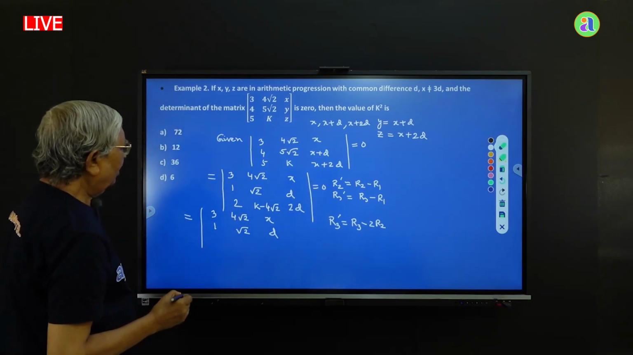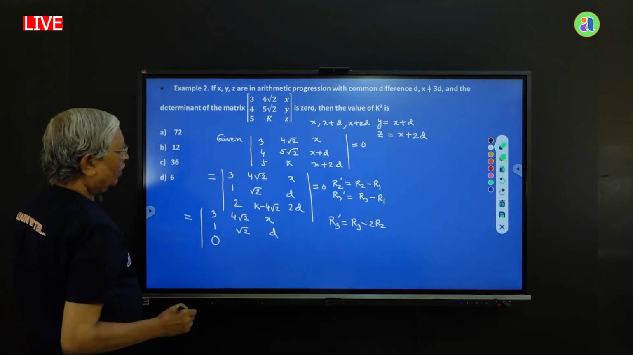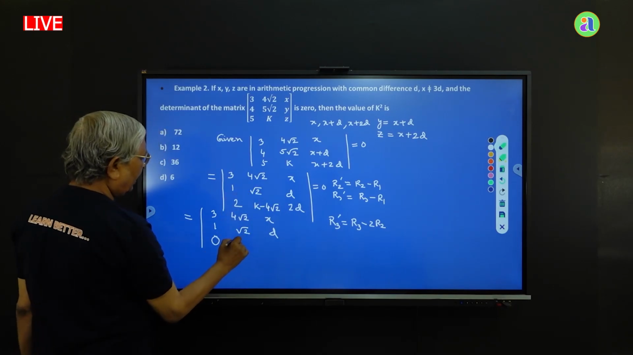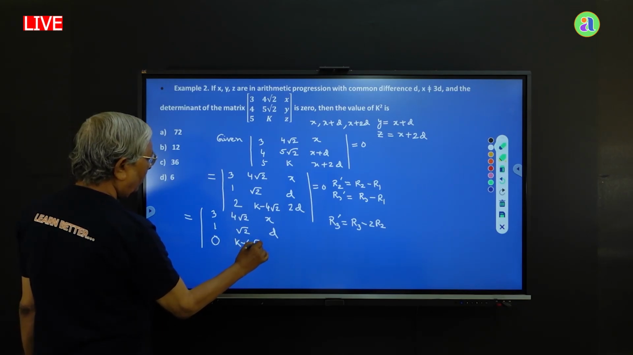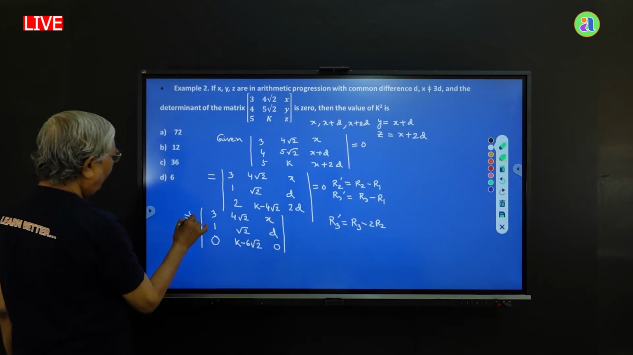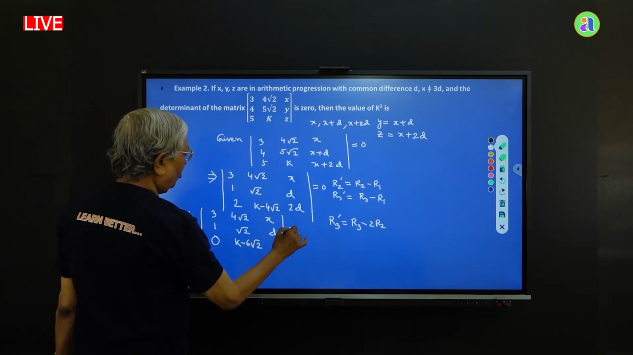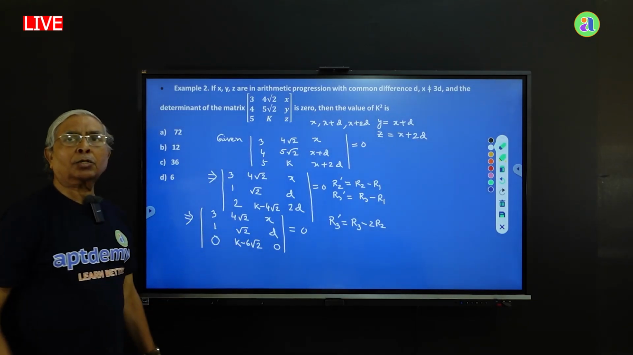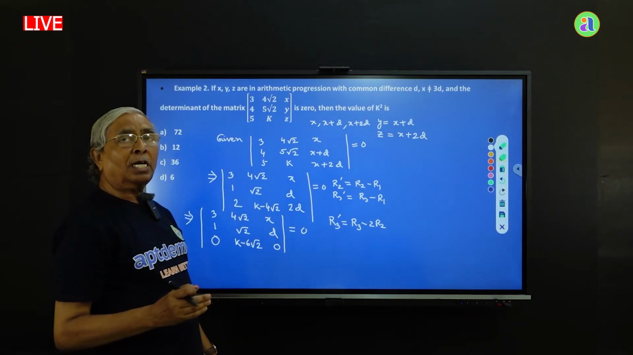And next, multiply this by 2 and subtract, this will be 0. R3 minus 2R2 gives k minus 6 root 2, and this is also 0. So this will imply the determinant of this is equal to 0. Now two elements of the third row are 0, so we expand this determinant with respect to the third row.